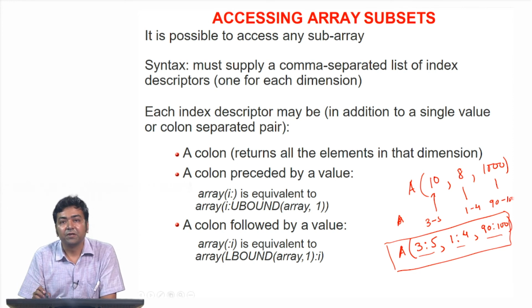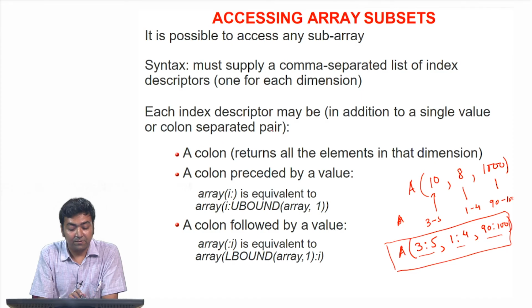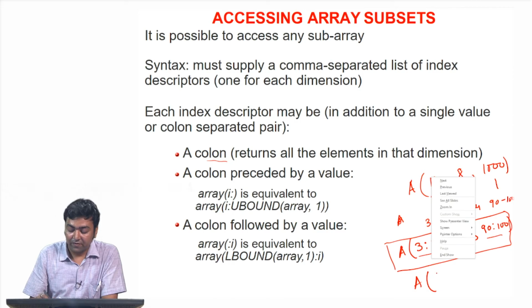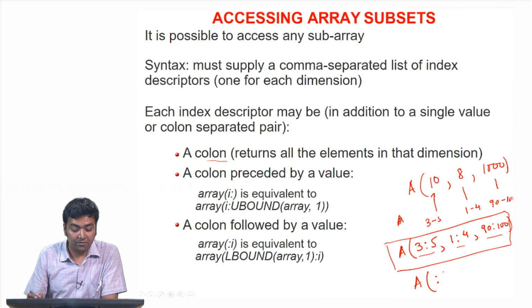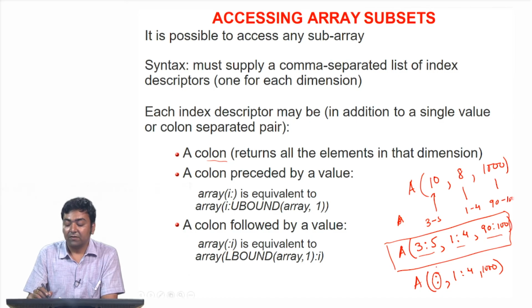Each index descriptor may be, in addition to a single value, a colon. For example, what I can also think of is that I want all the 10 elements of the first dimension. So when I call this, I use a colon, and then I say I want only from 1 to 4 for the second, and for the third I go for 1000. Basically, what the colon tells is that for this particular dimension I want all the elements present there.